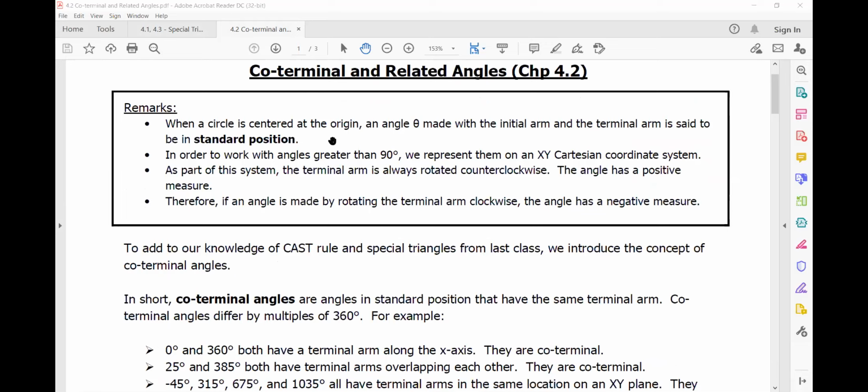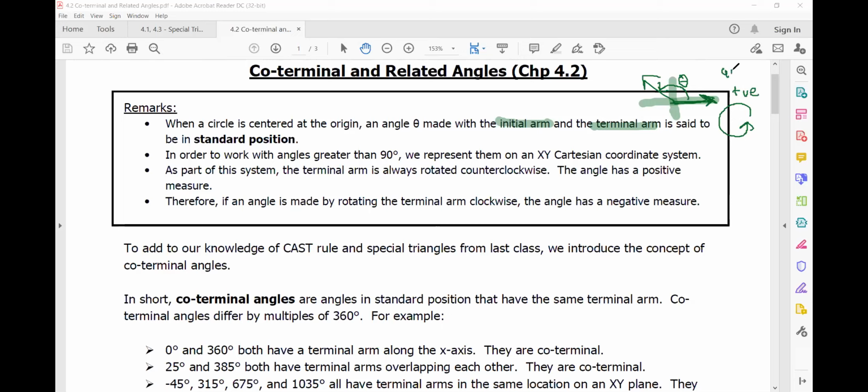A couple of terms. We've learned about initial arm. We learned about terminal arm. Initial arm being, if this is a Cartesian coordinate, the initial arm is right here. We always start at the x-axis. And the terminal arm is wherever we stop. That's going to be my angle. Also notice that up until now, I always rotated in a counterclockwise direction. Long story short, that's going to be moving in the positive direction.